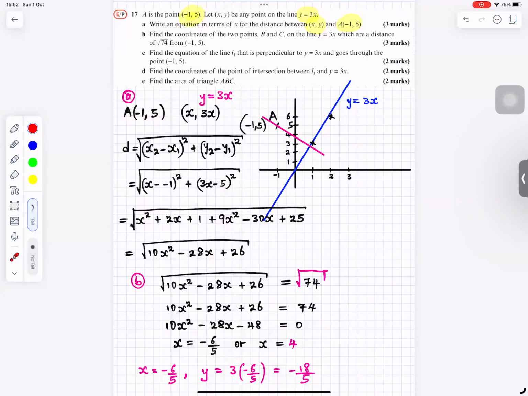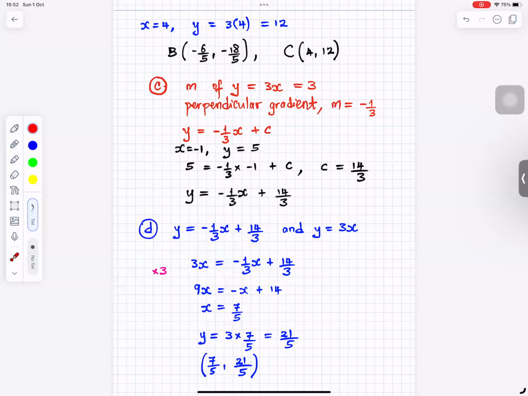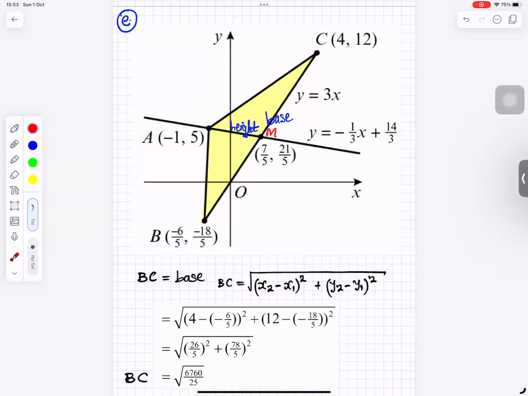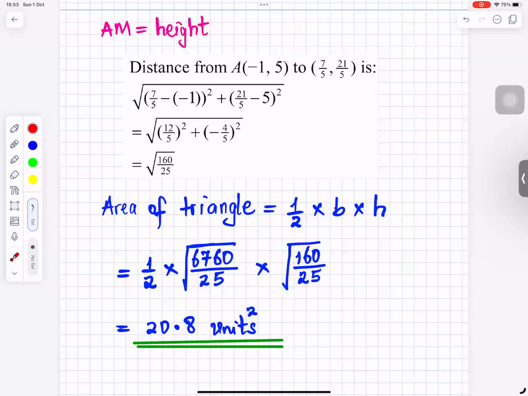That's the first page of the answer. Second page. The third page showing use of graphics calculator. The distance between B and C. And the final page for the distance between A and M and the area of the triangle.